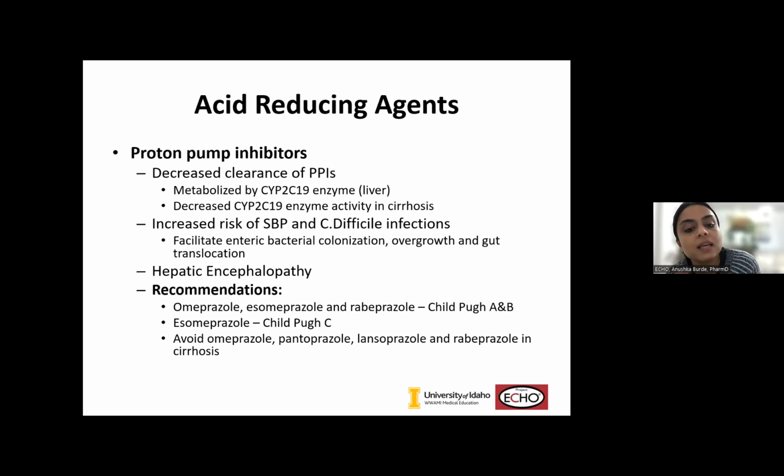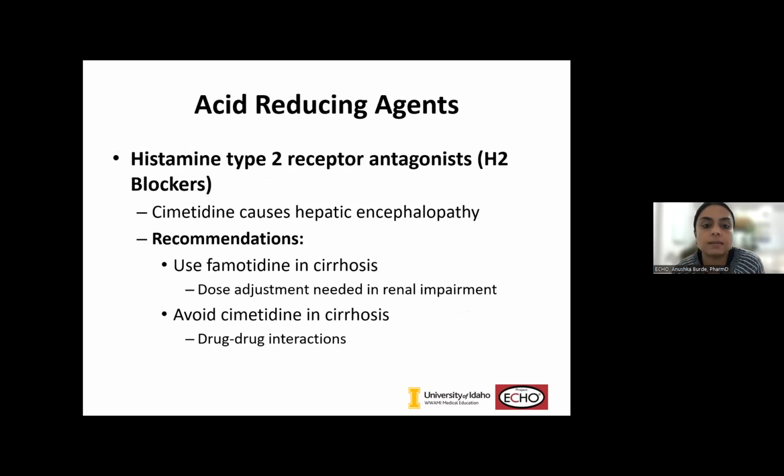And so the recommendations are you can safely use omeprazole, esomeprazole, and rabeprazole in somebody who has Child-Pugh A and B. However, it's better to use esomeprazole in somebody who has Child-Pugh C. And so again, reminding you why it is important to calculate Child-Pugh scores or MELD scores, because it helps you decide which medication to pick in those patients. In general, you want to avoid omeprazole, pantoprazole, lansoprazole in patients who have more advanced liver disease.